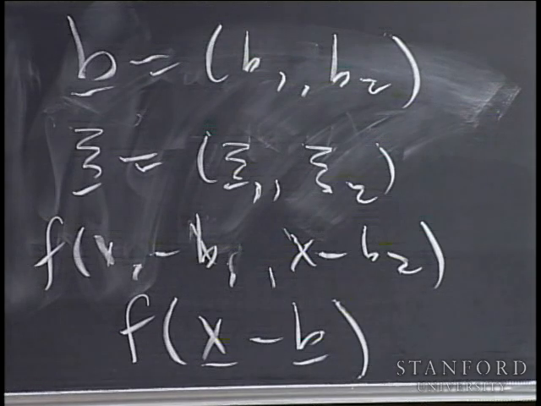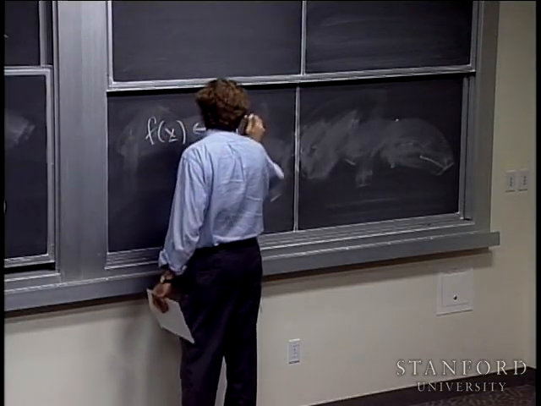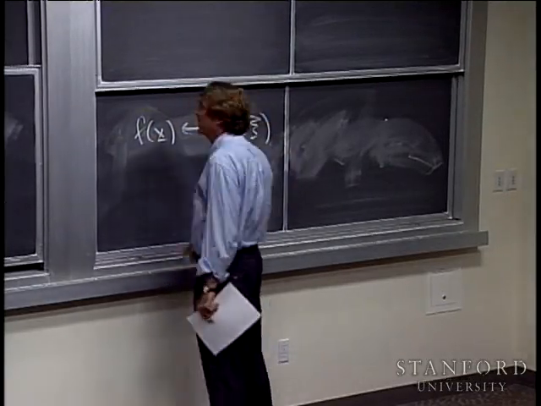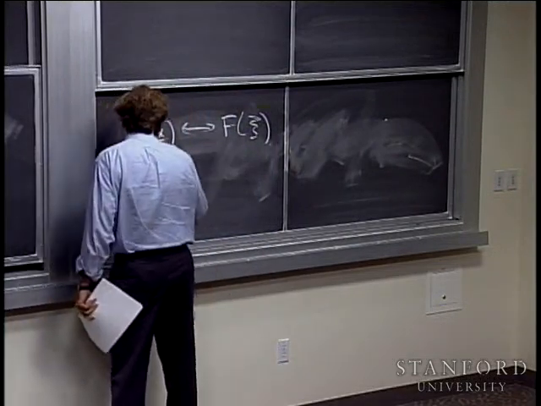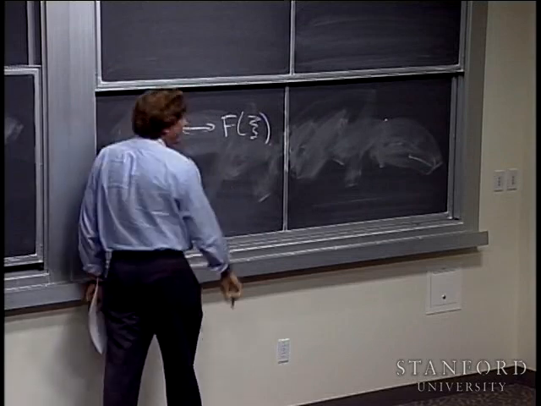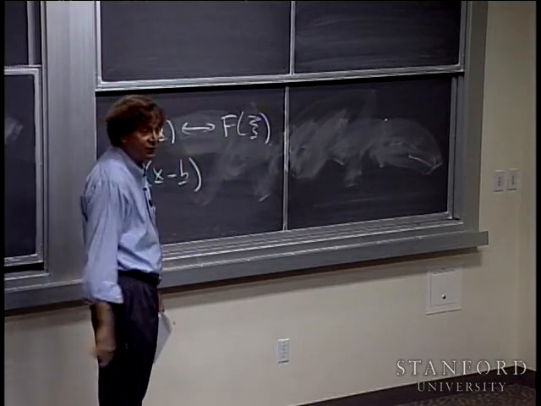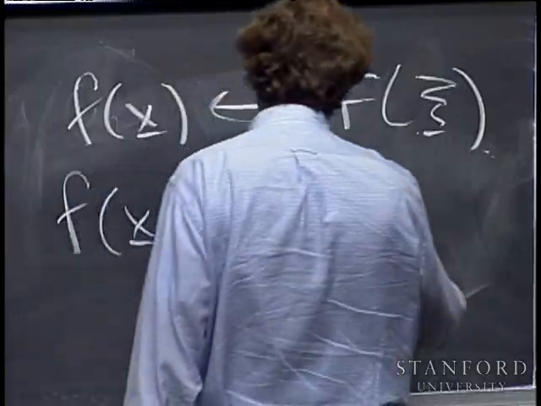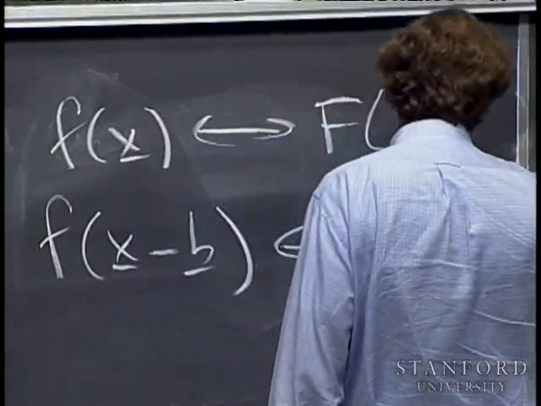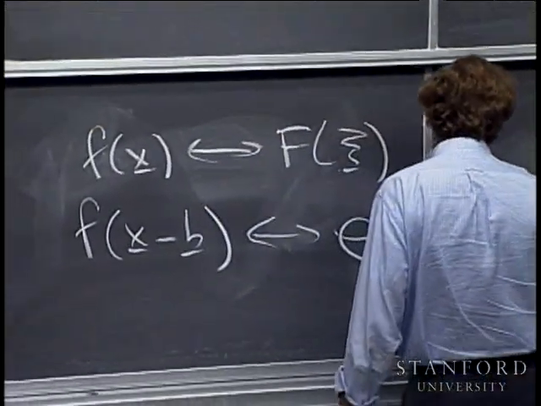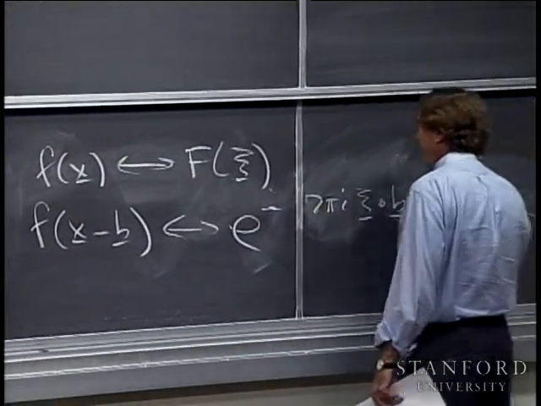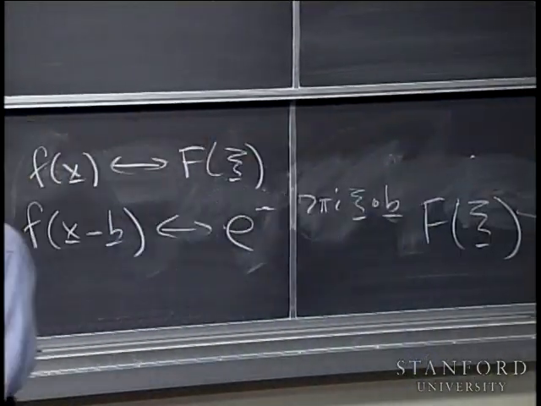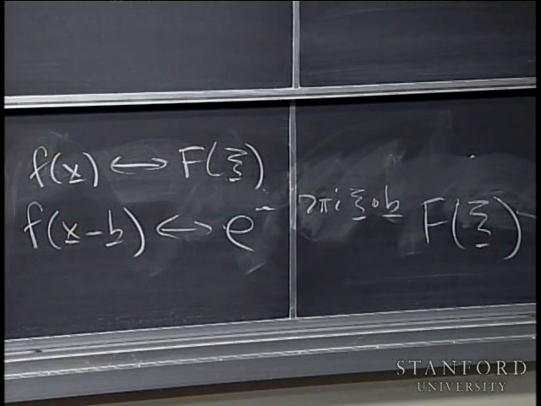So let me write it like this. If f of x corresponds to F of c in vector form, that is, if capital F is the Fourier transform, then the Fourier transform of the shifted function, shifted by a vector, so each variable is getting shifted independently, corresponds to e to the minus 2 pi i c dot b times the Fourier transform at c. Okay? And that formula holds in n dimensions, or in any number of dimensions.